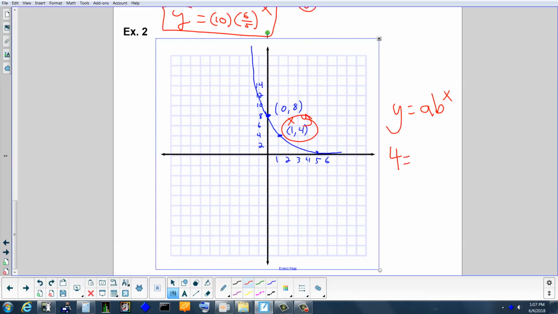How about A? It's the one next to the 0, which is going to be 8. To get A, remember, it's the coordinate that has a 0. It's the number with 0. So I'm going to put 8.